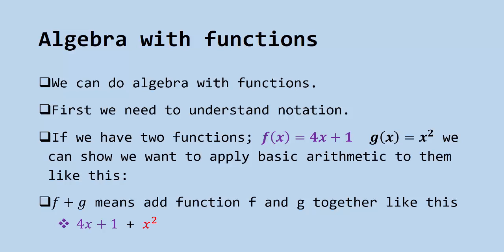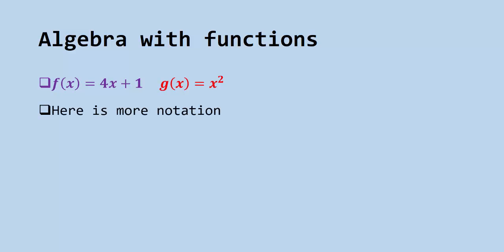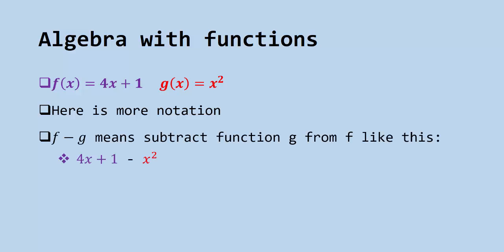In purple, you will see I have the function f, 4x plus 1, plus the g of x function as x squared. If I could simplify these, then I would continue to simplify. In this case, I don't have anything I can simplify. So let's take those two functions again and talk about some other notation. F minus g means to subtract function g from f, like this. 4x plus 1 is function f minus function g, which is x squared.